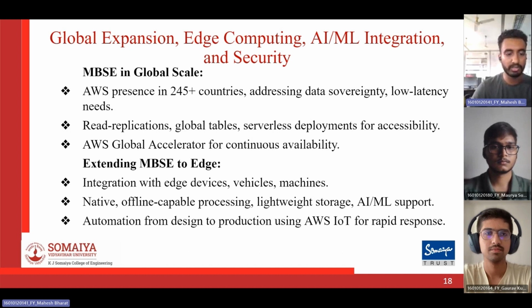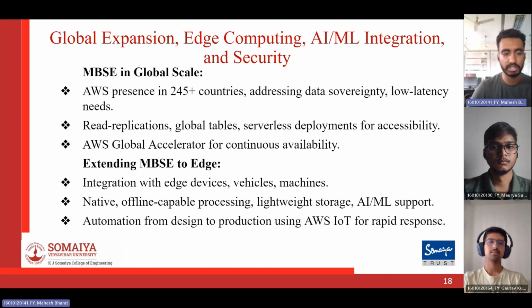Now, let's dive into the advanced capabilities AWS provides for MBSE, extending its reach globally, incorporating edge computing, integrating AI/ML technologies, and ensuring robust security measures. When we are talking about MBSE on a global scale, AWS's extensive global presence ensures data sovereignty, low latency access, and global accessibility through read replications and serverless deployments. AWS Global Accelerator guarantees continuous availability through static IPs.